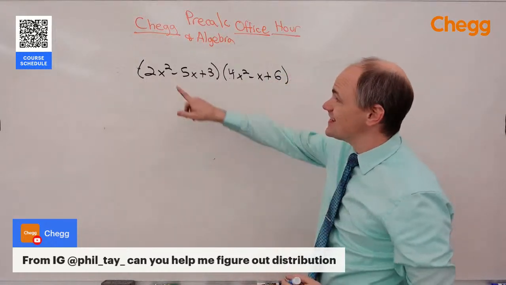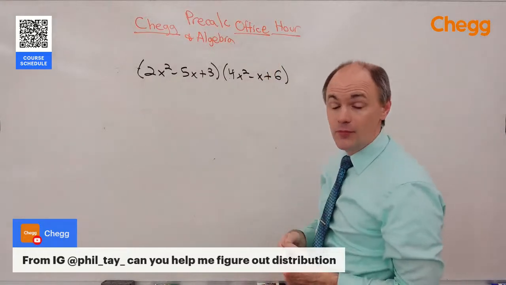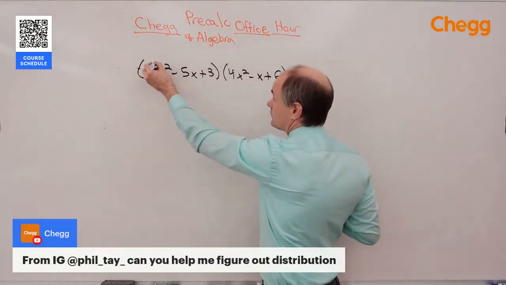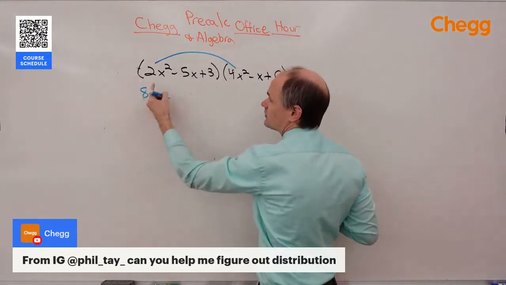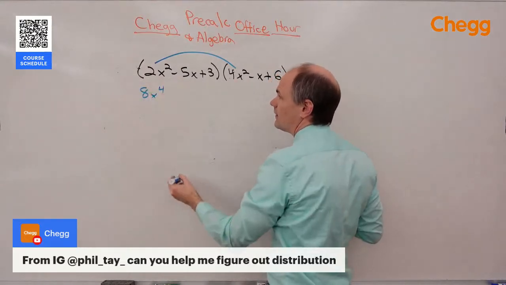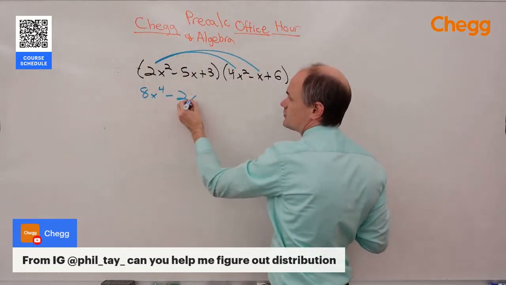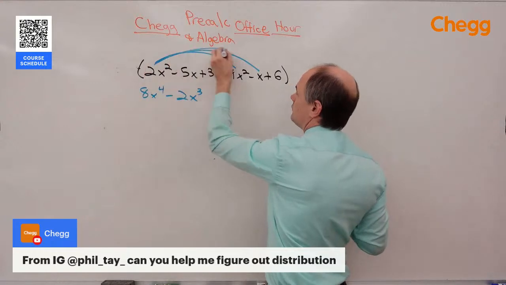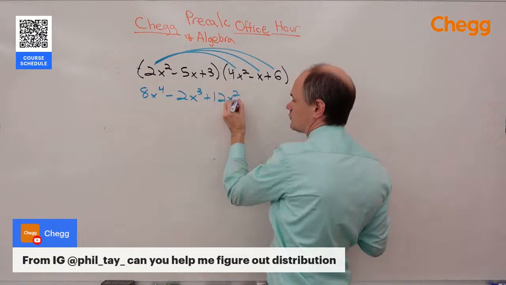Well, all we're going to do is take each one of these terms and distribute it onto the parentheses. So I can take this 2x squared and multiply it by the 4x squared. That's going to be 8x, 2 and 2 gives us to the 4th power. 2x squared times -x, that's going to give me -2x cubed. And 2x squared times the 6, that's going to be 12x squared.